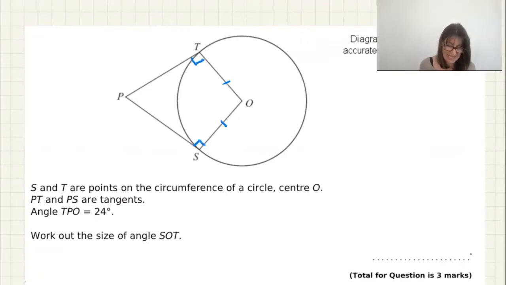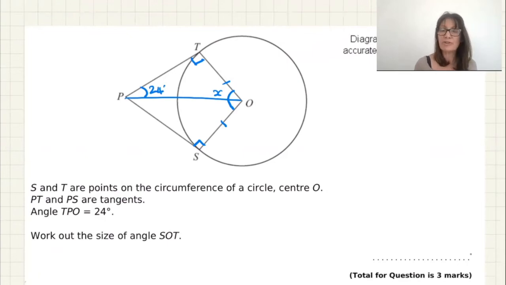It says angle TPO. Trace it out. TPO is off in that direction. So I'm going to actually add in that line. Marking TPO is 24. And they want me to work out the size of angle SOT. So they want this angle here. So I could just work out this one and double it, couldn't I? I could work it out as a quadrilateral.